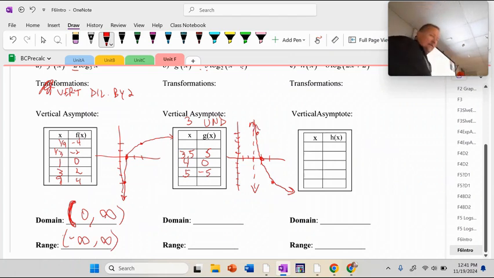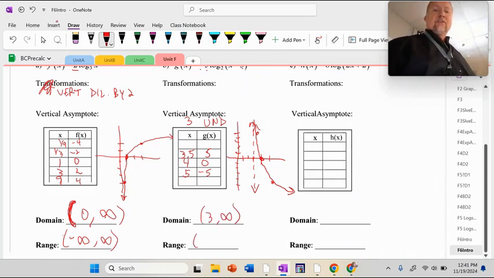All right. And then domain is 3 to infinity. And the range is all real numbers.